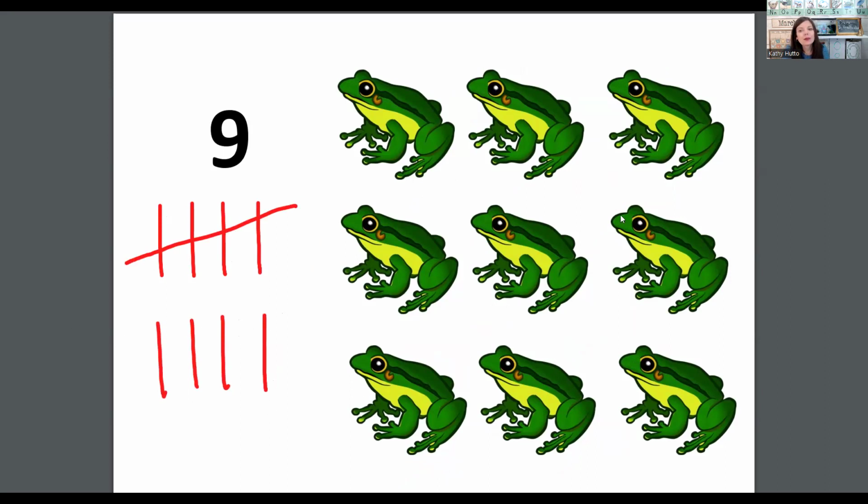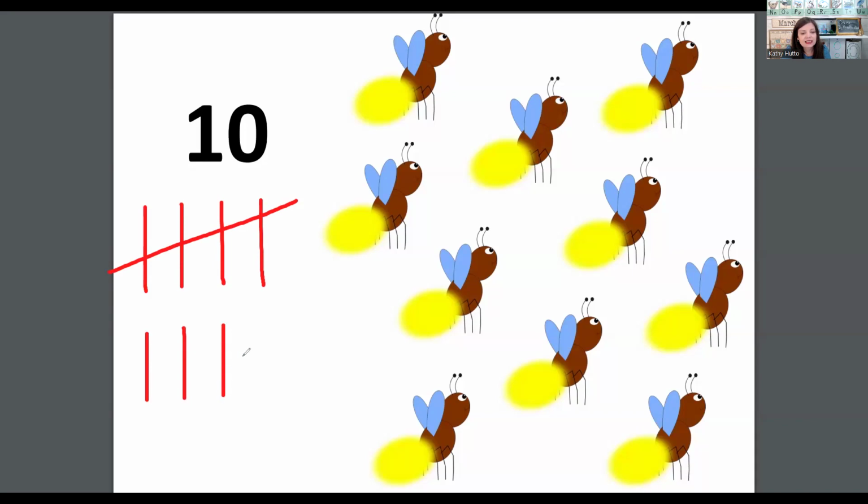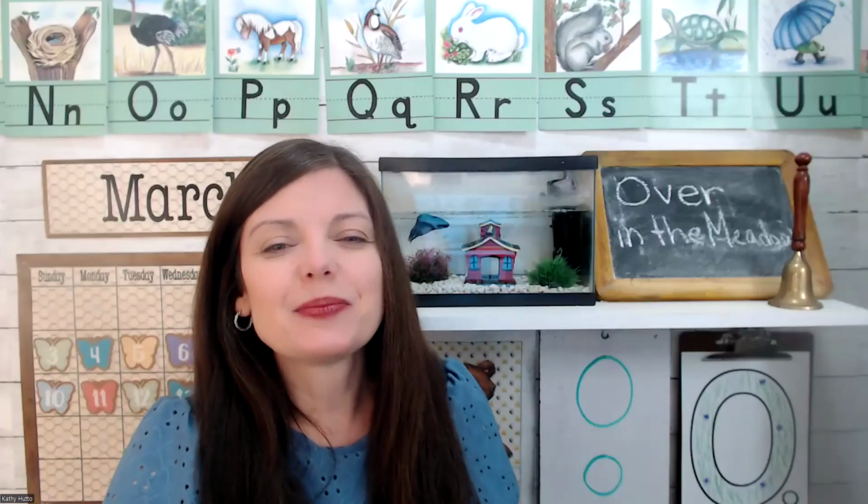Last one. How many fireflies can you see? 10. 1, 2, 3, 4. Do you remember what to do with that fifth line? Lay it across. Good job. That's 5, 6, 7, 8, 9. Look, we have to lay this line across too. Every time you make 5 lines, that fifth line goes across. 5, 10. You did a great job today with tally marks.